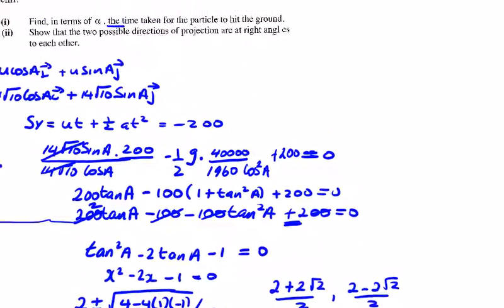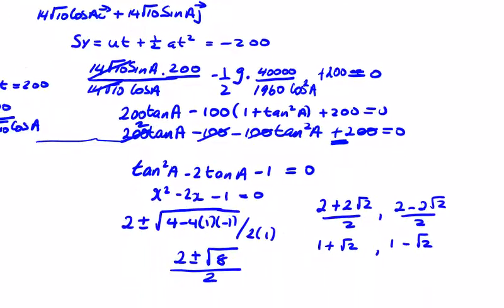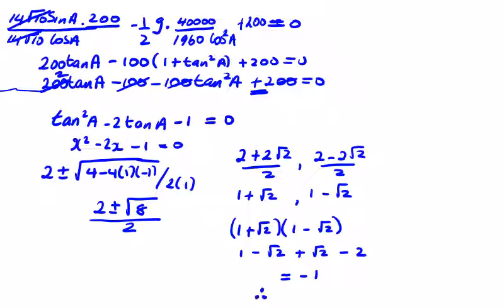What do we have to find? Find in terms of alpha the time taken for the particle to hit the ground, but we got that, and show that the two possible directions of projection are at right angles to each other. Hopefully the product of these two is equal to minus 1, then we can say they're at right angles to each other. We're going to get 1 minus root 2 plus root 2 minus 2, which, happy days, is minus 1, therefore at right angles.